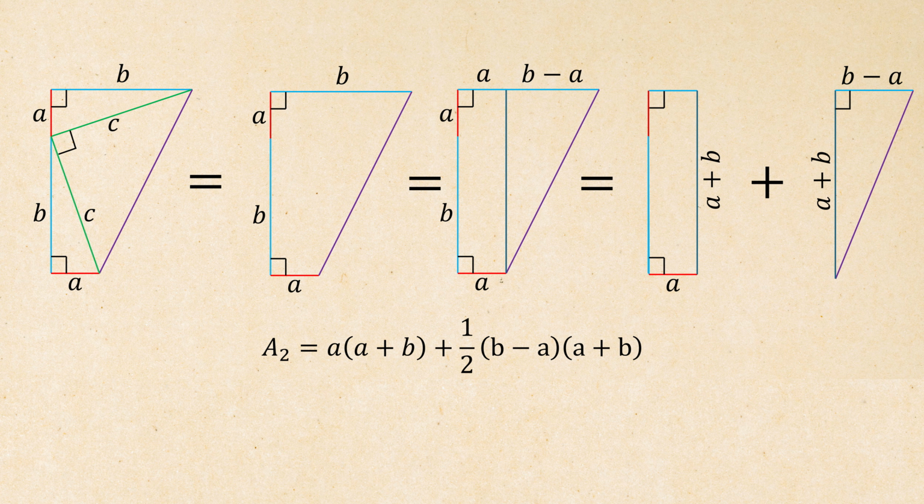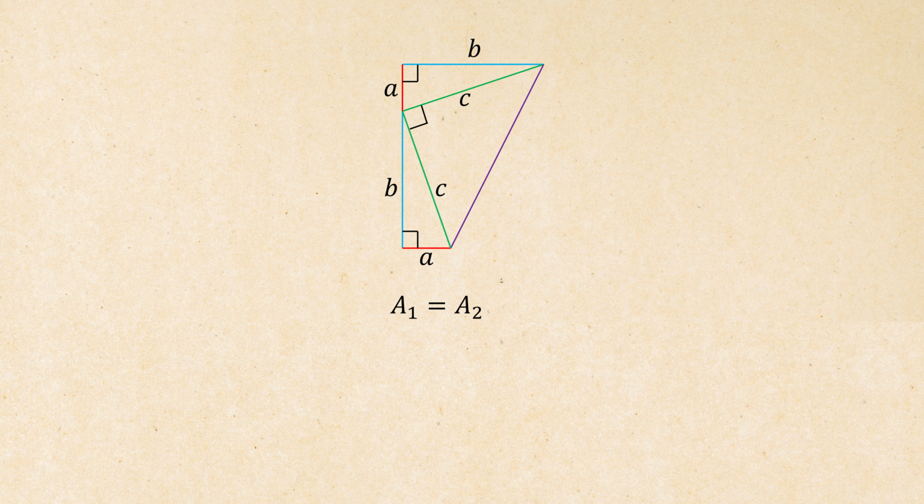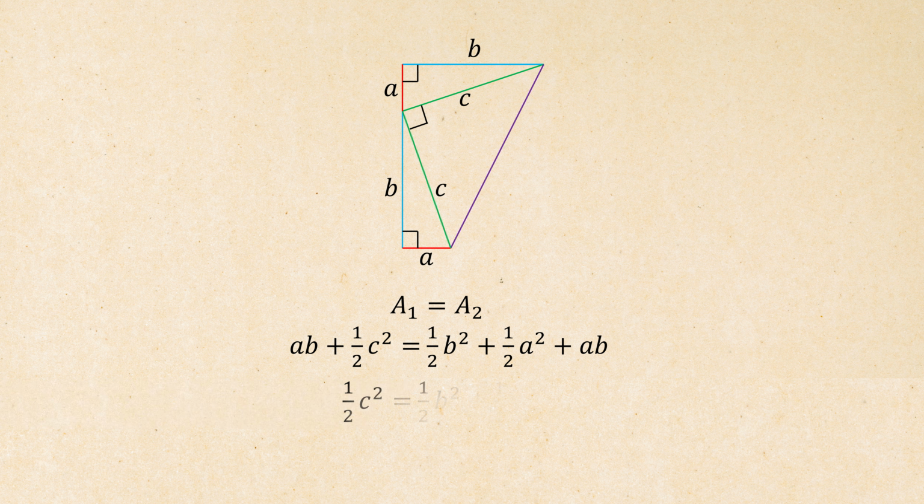we'll call A2. After some simplification, we get that A2 is equal to 1/2 B squared plus 1/2 A squared plus AB. Finally, A1 and A2 both represent the area of this shape, so we set them equal to each other. From here, we just subtract AB from both sides, and then multiply both sides by 2 to complete the proof.